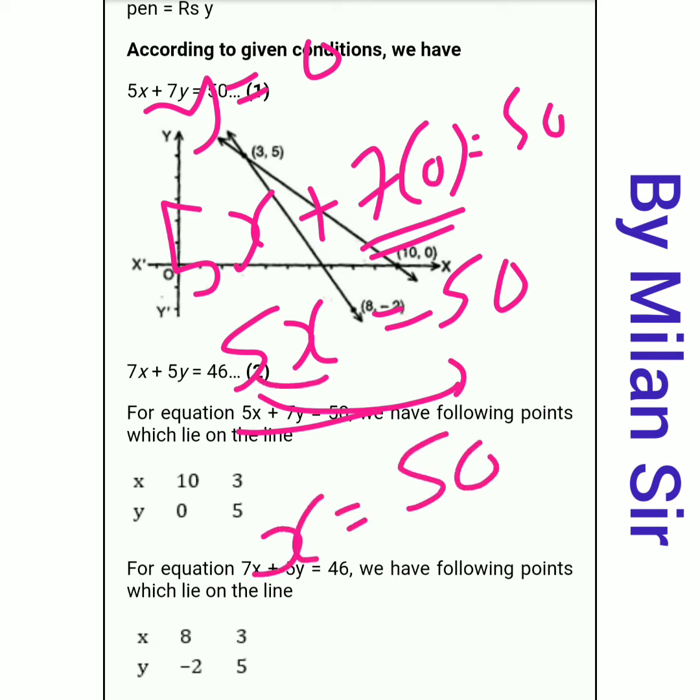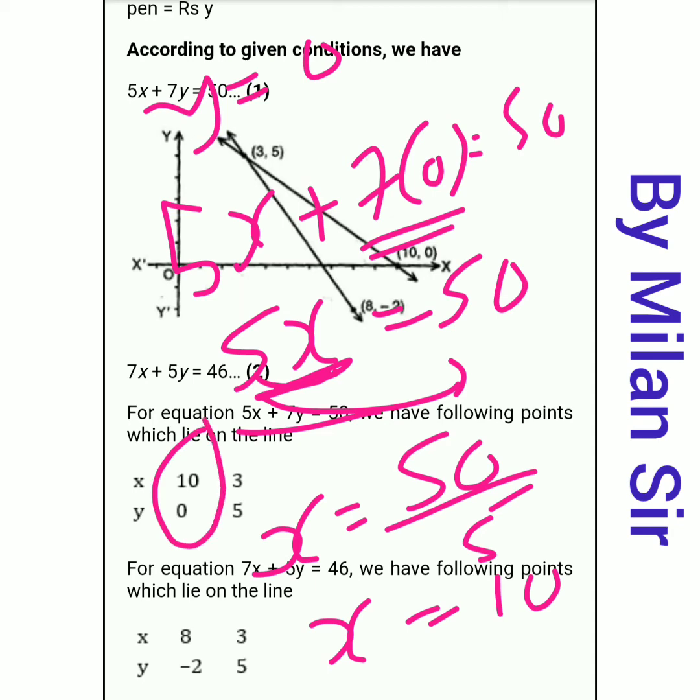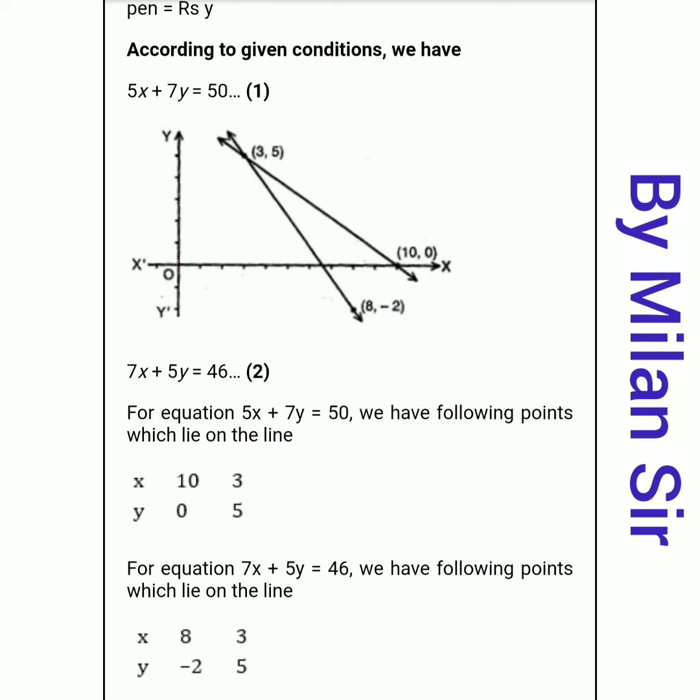This 5 is multiplied with the x on the left hand side, right? So if we transfer this 5 to the right hand side, it goes to the denominator. So here 50 by 5, so x is equal to 10. So here we get an integer value, so it's okay. Here x is 10, y is 0. And the second point is (3, 5). Okay, so our 2 points are ready.